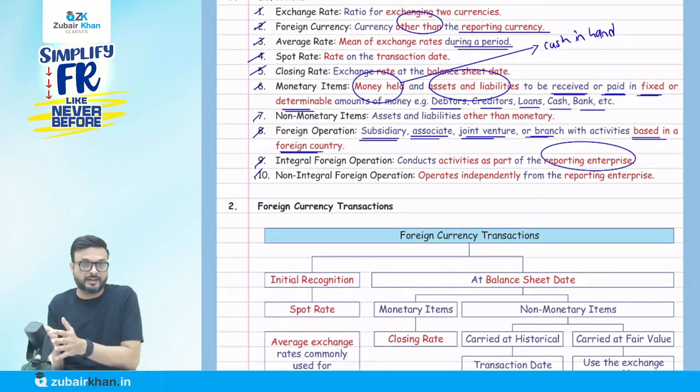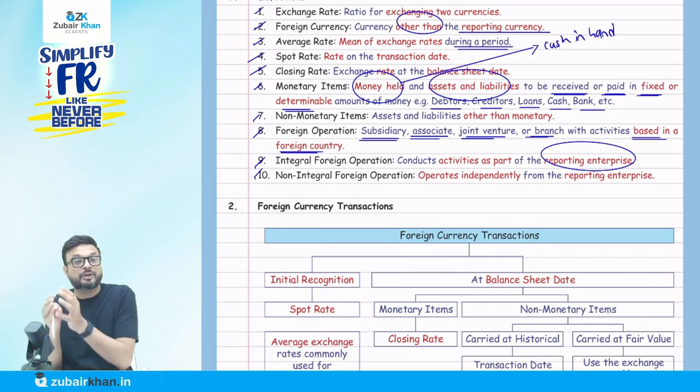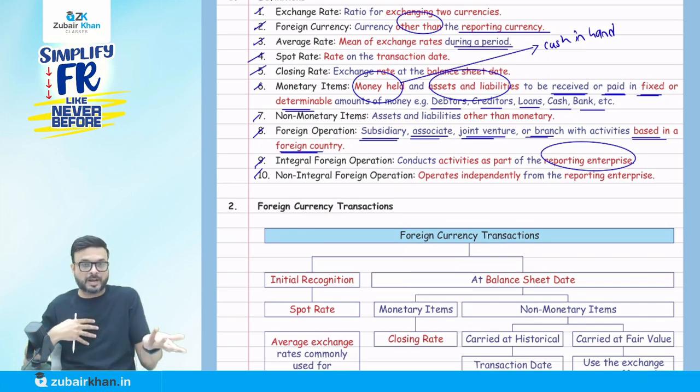Reporting means we are in India, we are in Chennai, suppose. So we are the reporting enterprise, and we have a branch in Dubai which depends on us only. We send them goods, they sell in the local market there. Okay, so that is integral.